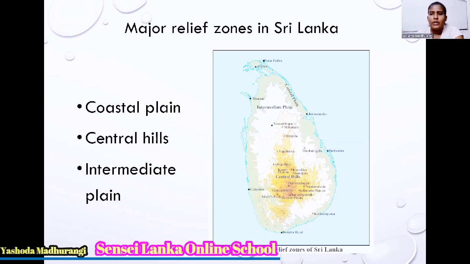So according to these physical features, according to the height of the land, we have major relief zones. So how many relief zones are there in Sri Lanka? When you look at this picture, you can understand there are three major relief zones in Sri Lanka. So coastal plain, central hills and intermediate plain.